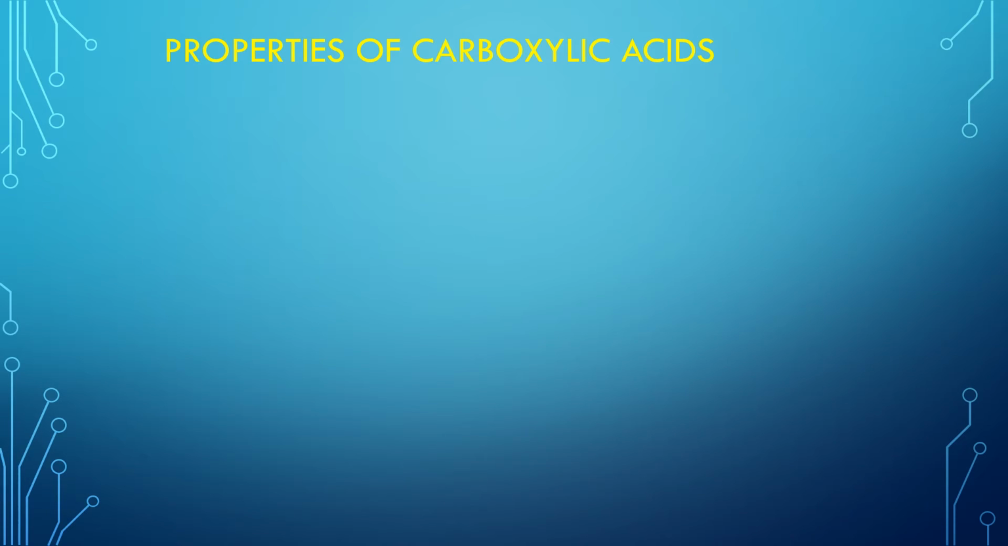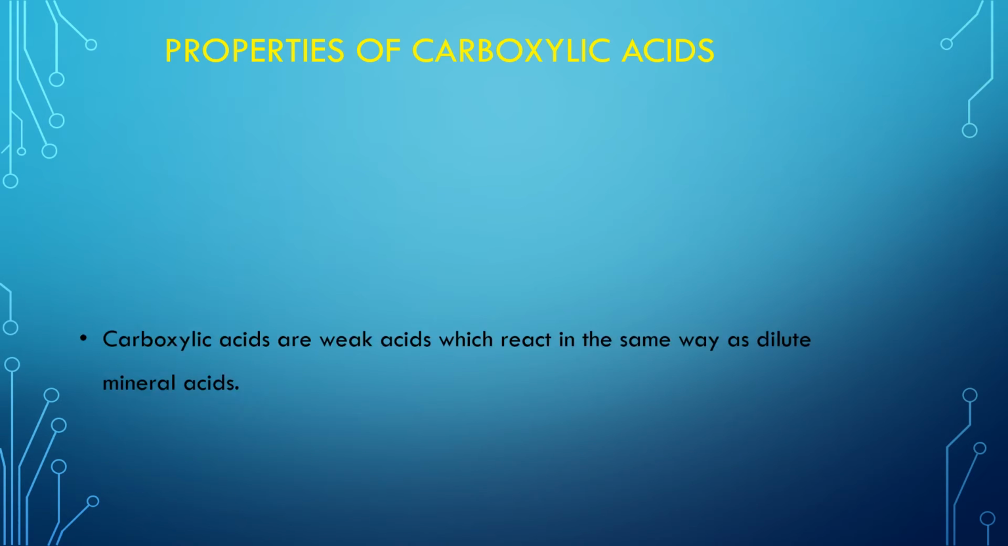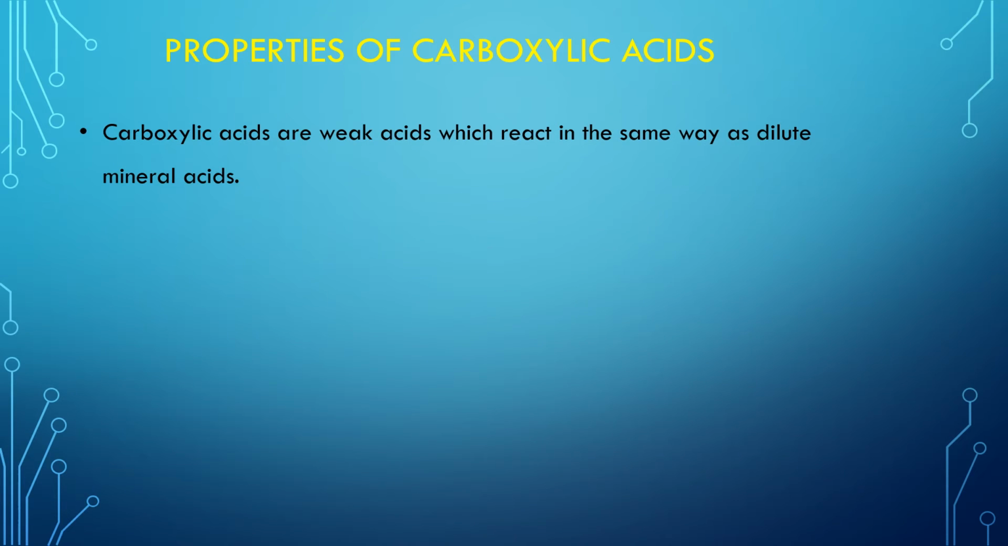Some of the properties of carboxylic acid that we are going to be looking at in this session are: they are weak acids which can react the same way as any mineral acids. Mineral acids such as hydrochloric acid, sulfuric acid, or even nitric acid, they all are going to donate a H+. They contain 2 major types of ions. It contains a H+ and an anion.